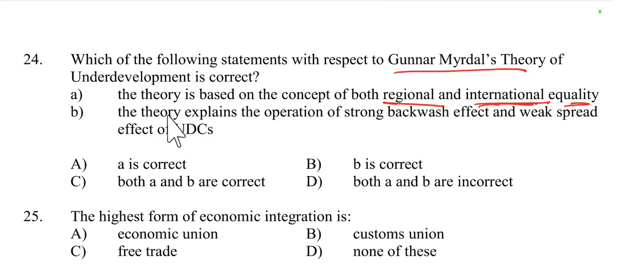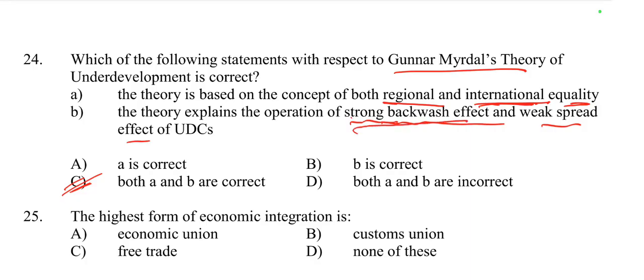Then second one is, the theory explains the operation of strong backwash effect and weak spread effect of underdeveloped countries. Yes, in underdeveloped countries you can see there is strong backwash effect and weak spread effect. So both A and B are correct here, because strong backwash effect and weak spread effect arise in underdeveloped countries. So the strong backwash effect means what? Strong backwash effect means backwash.